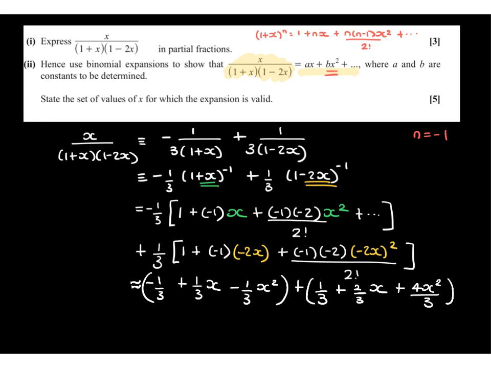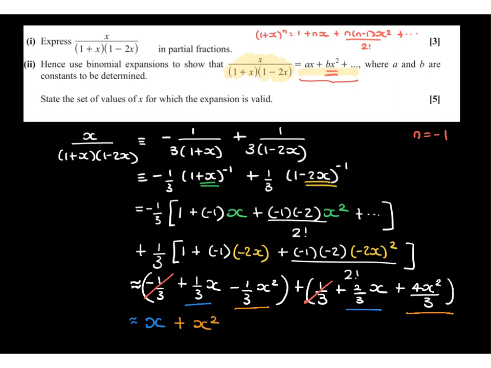symbol here. Now, when we look to simplify, we have a negative a third here, which cancels with the a third here, which is good because we're only expecting terms in x and x squared at the end. We have a third of x plus 2/3 of x, so that gives us a single x term. And then last of all, we have negative a third of x squared plus 4/3 of x squared, which simply gives us plus x squared.